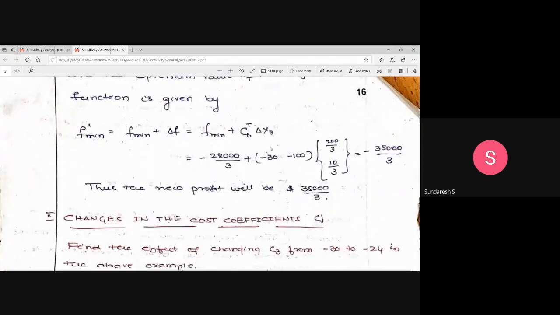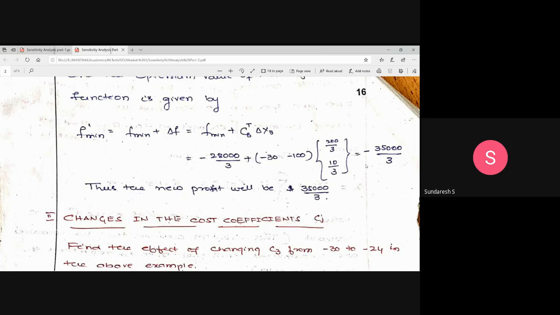Initially it was minus 28,000 by 3. Now, due to that parameter change, that maximum or profit will also be changed to 35,000 by 3. Look at the changes you can notice in the optimum values when you change the parameters, right? So now it has become 35,000 by 3, which is the maximum profit you are going to get.